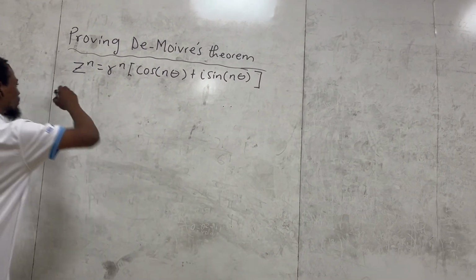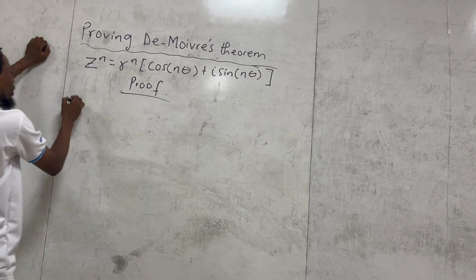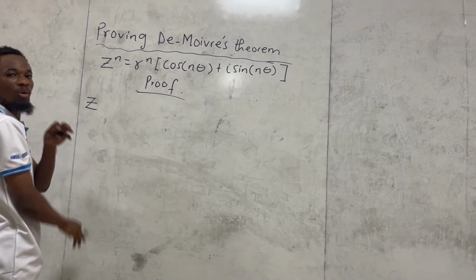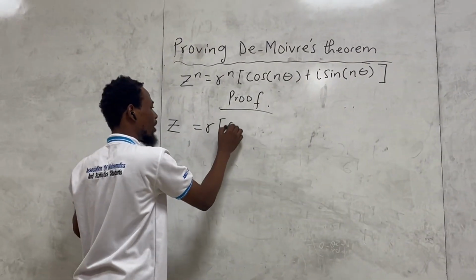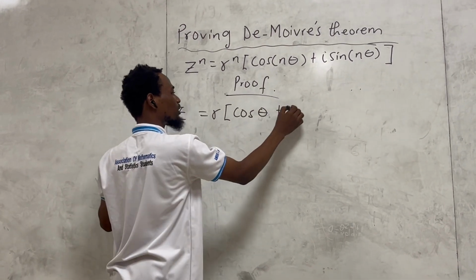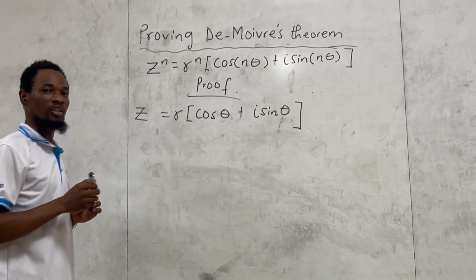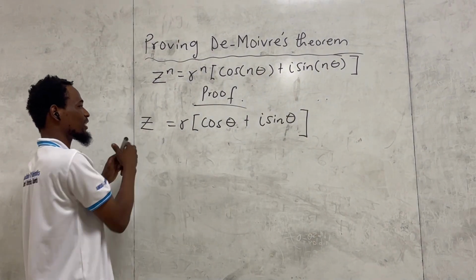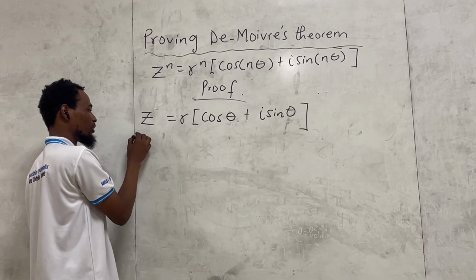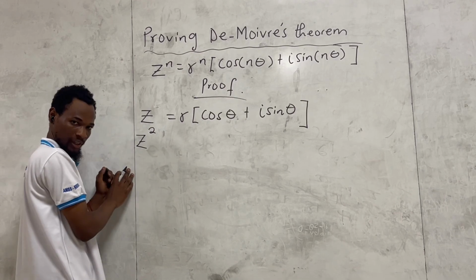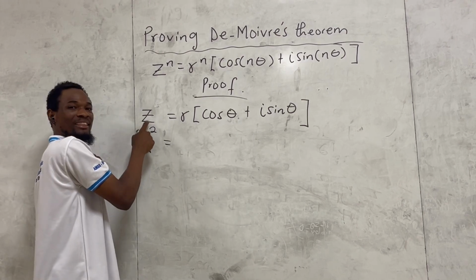So now, let's look at the proof, okay? We know that to represent complex number z in polar form, z is equal to r multiplying cos theta plus i sine theta. This is z raised to the power 1. So let's look at z raised to the power 2. Z raised to the power 2 is just me multiplying z times z.